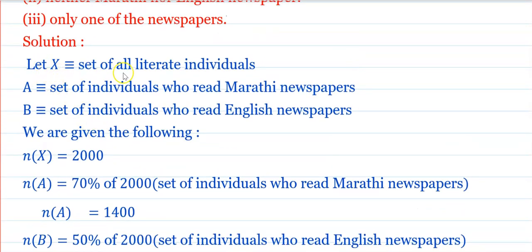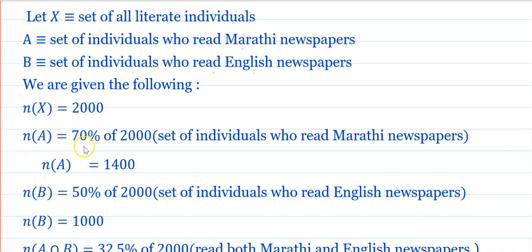Now see this here. X is the set of all literate individuals. A is the set of individuals who read Marathi newspaper. B is the set of individuals who read English newspaper. We are given that n of X is 2000. Therefore, n of A equals 70% of 2000, that is the set of individuals who read Marathi newspaper. Here 70 into 70%, into 2000, now these zeros will get cancelled. Then 20 into 70, you will get 1400.